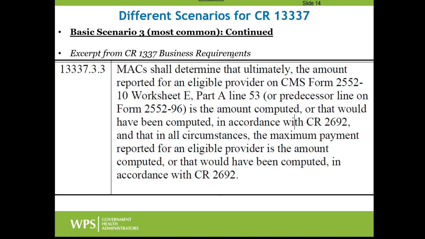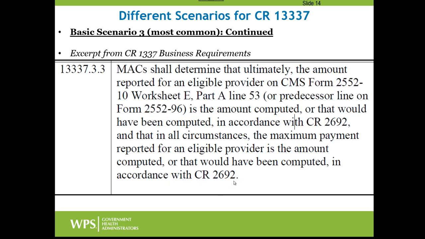I mentioned I would be repeating this multiple times. It's the most important thing out of this change request, and you'll see it down here in the change request. The business requirement 13337.3.3 says MACs shall determine that ultimately the amount reported for an eligible provider on E Part A, line 53 is the amount computed or that would have been computed in accordance with CR 2692, and that in all circumstances, the maximum payment reported for an eligible provider is the amount computed or what would have been computed in accordance with CR 2692.